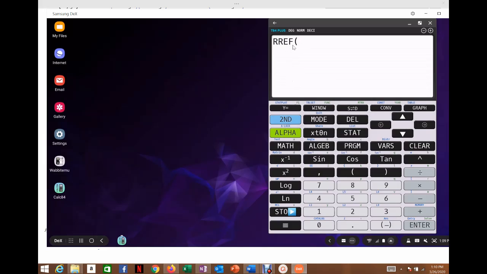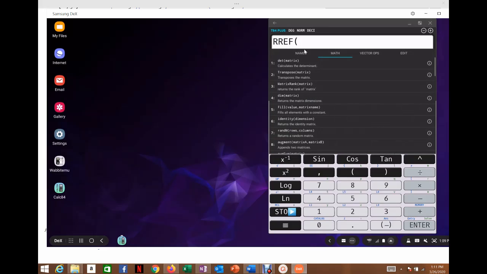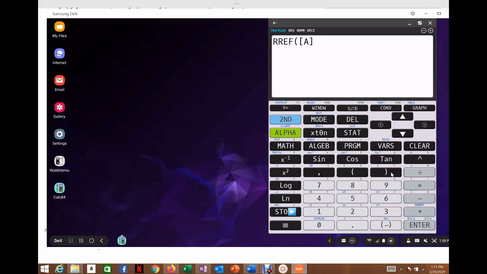And now you have to go back into matrix one more time. So hit second, that x to the negative 1. It'll take you in. Now you're going to select the name, so make sure you're on names, and pick the name of your matrix. My matrix was A, so I'm going to select that. Then you should have RREF of your matrix in parentheses, and then hit enter, and it'll solve it.